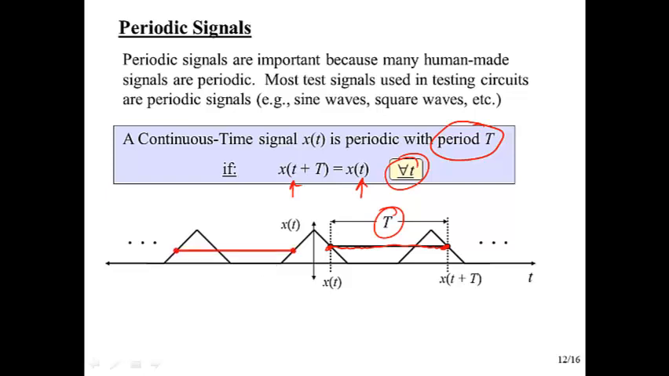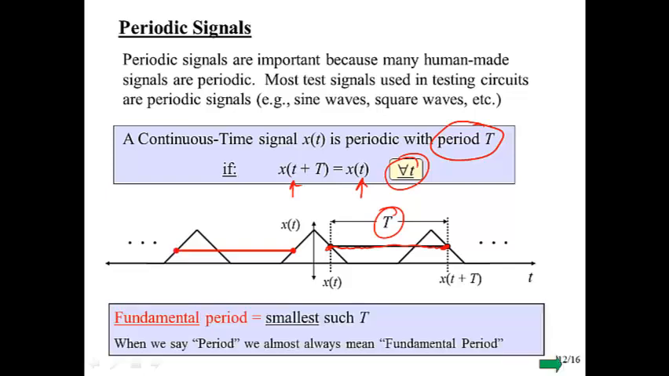So there's another picture of it slid over to another point, and you can see that the relationship holds there. So the fundamental period, as I said, is the smallest such T, and we almost always leave off that cumbersome fundamental at the beginning and just simply say period, and everyone knows we're talking about fundamental period.